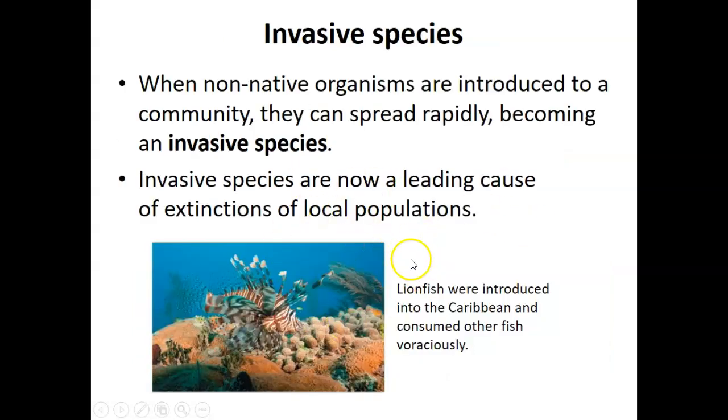In some communities, there are invasive species. Invasive species are non-native organisms that are introduced into a community. When they spread rapidly, they become invasive. Sometimes invasive species are a leading cause of extinction of local populations. For example, when lionfish were introduced into the Caribbean, they could consume other fish voraciously.